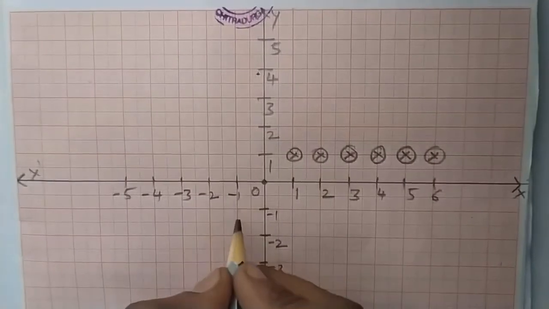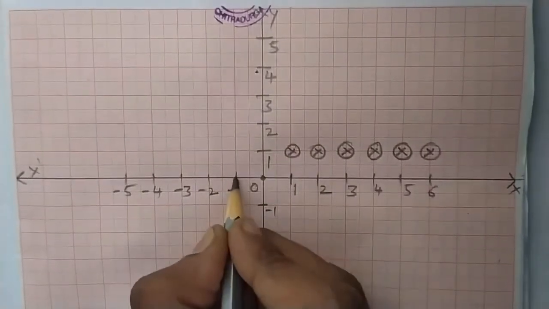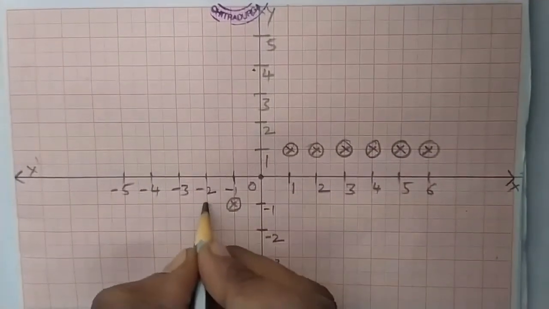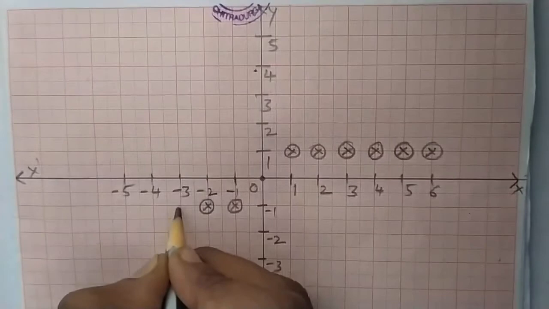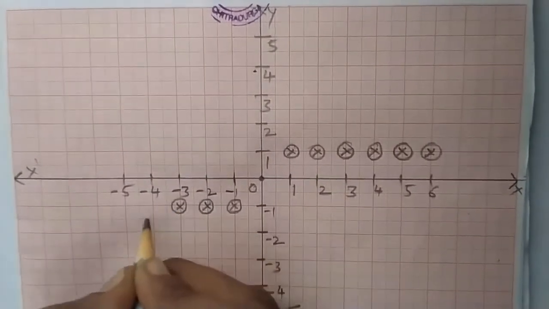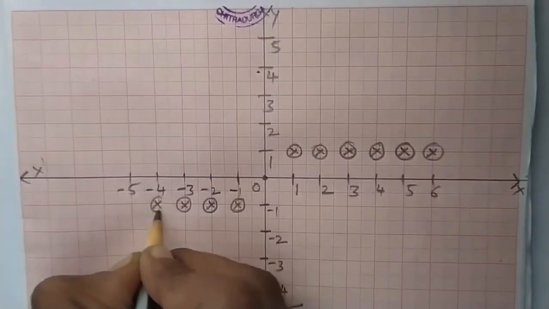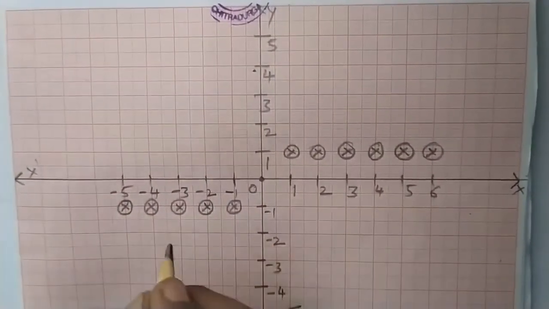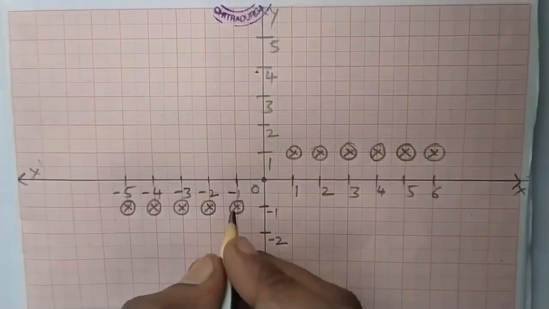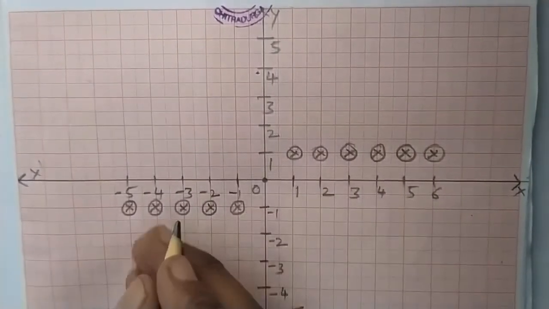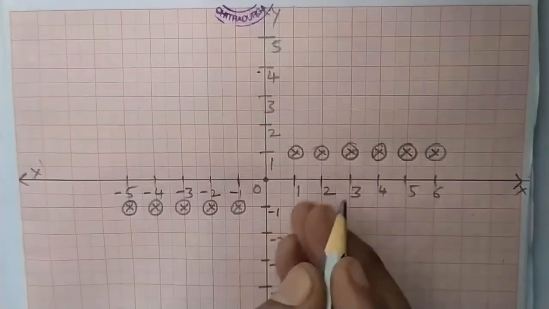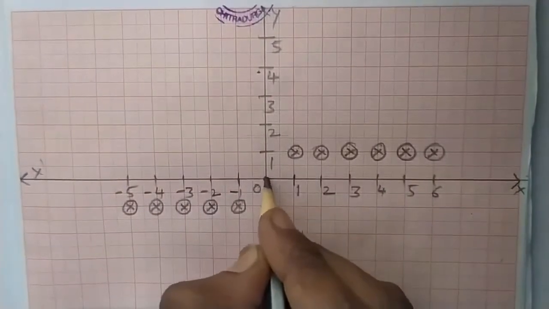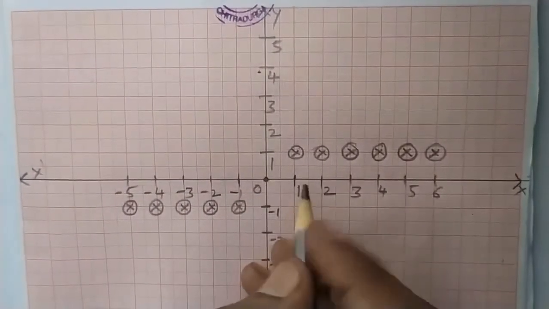Now, if x equals minus 1, then y is also minus 1. If x equals minus 2, then y is also minus 2. If x equals minus 3, then y is also minus 3. If x equals minus 4, y is also minus 4. If x equals minus 5, y is also minus 1. Whatever the value, for all the negative numbers we should take minus 1. For all the positive numbers, we should take plus 1 only. If it equals 0, it is 0 only, right?